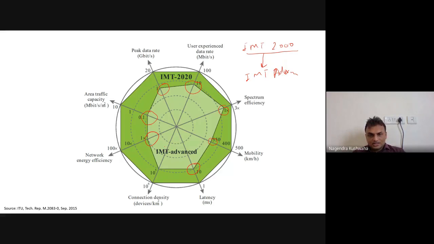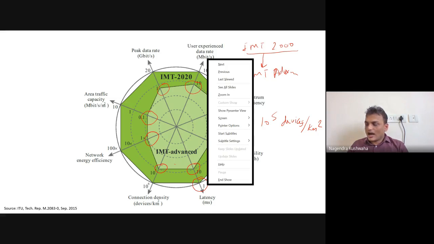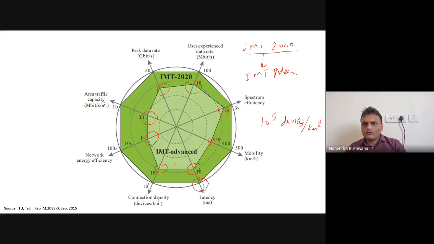And then the main thing is the connection density. If you carefully see, the connection density was 10 power 5 devices per square kilometer. It can handle up to 10 power 5 devices per square kilometer. Now, when 5G came into the picture, it came with many new requirements. One is less latency, from 10 milliseconds to 1 millisecond. Next, higher mobility: a user can travel up to 500 kilometers per hour and still have connectivity.